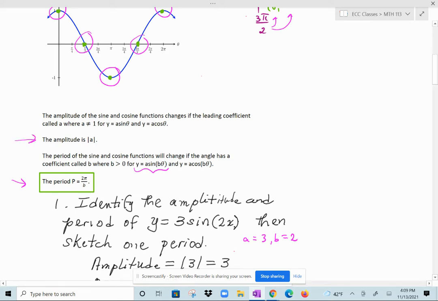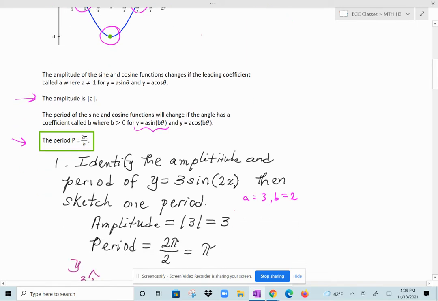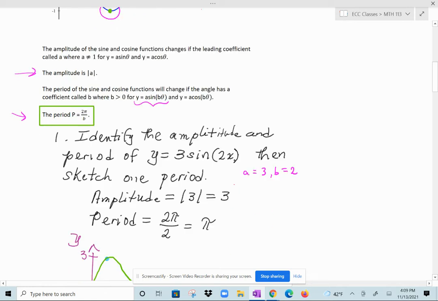So I know amplitude is the absolute value of A. Absolute value of 3 is 3. And the period is 2 pi over B. So that's 2 pi over 2. So I have a period of pi units. That means it is a shorter period than what the original sine function would normally be. It normally takes 2 pi units to go through one wave or one cycle. But in this case, we're going to go through one wave or one cycle in only pi units.